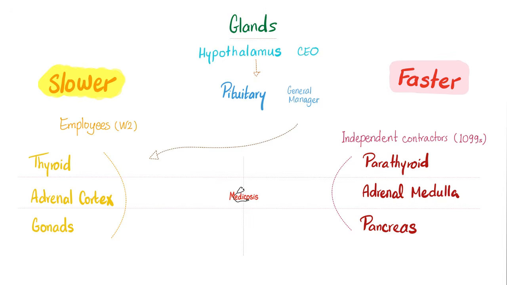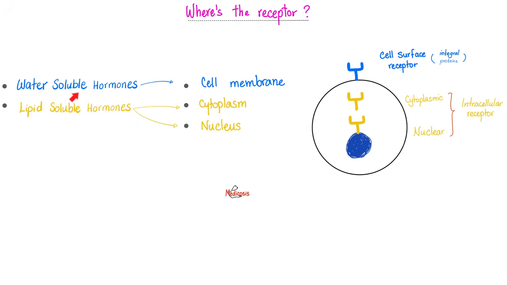Pause and review. Where should I put the receptor? Well, if the hormone is water soluble, it will not be able to diffuse through the membrane, so put the receptor on the outside. But if the hormone is lipid soluble, put the receptor on the inside because it will be able to diffuse. It could be a cytoplasmic receptor or a nuclear receptor.